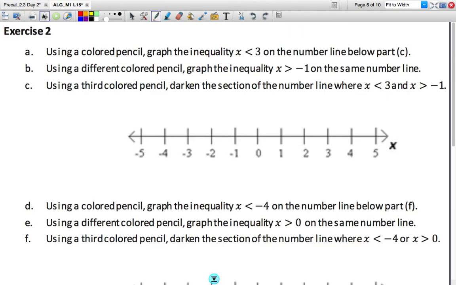Exercise 2. Graph the inequality x is less than 3. Less than is not equal to, so we're going to leave it as an open circle, and it means less than, which means we're heading left on our number line. Part B, x is greater than negative 1. Open circle again, it's greater than, so we're heading to the right.